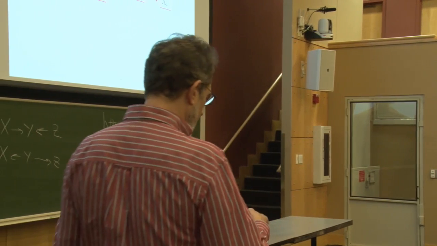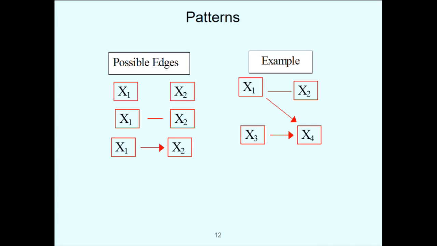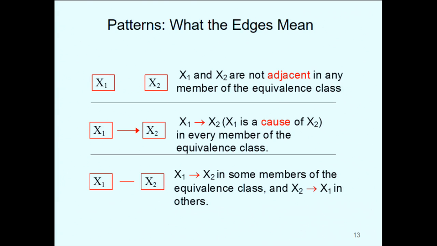Okay? And in a pattern, unlike a causal graph, there are three kinds of edges. We call it the null edge when there's nothing connecting x1 and x2. This is the undirected edge between x1 and x2, and this is a directed edge. So all of those three are possible in a pattern, and this pattern over here has all three possibilities. x1 and x2 have an undirected edge, x1 and x3 have no edge, and these guys have directed edges. Okay? So what do they mean?